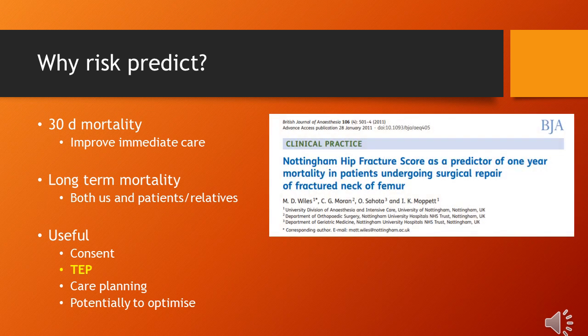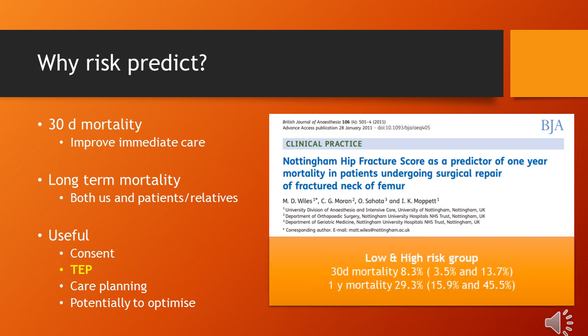The Nottingham Hip Fracture Score is one of the most popular ones, so much so that one is expected to complete this while submitting the data to the National Hip Fracture Database. By doing this, you can divide the patients into two groups, a low risk and a high risk group. Low risk patients have a predicted mortality of 3.5% at 30 days and 13.7% at 1 year, whereas the high risk group patients have a mortality of 15.9% at 30 days and 45.5% at similar time scale.